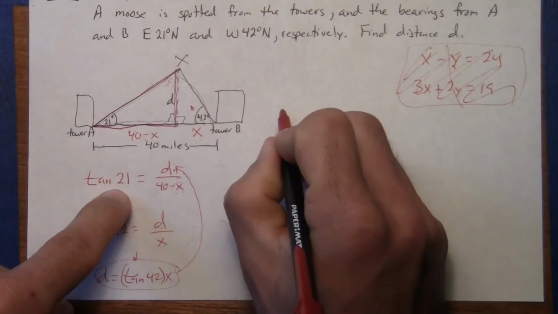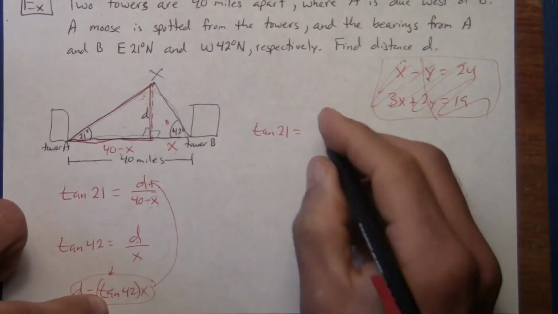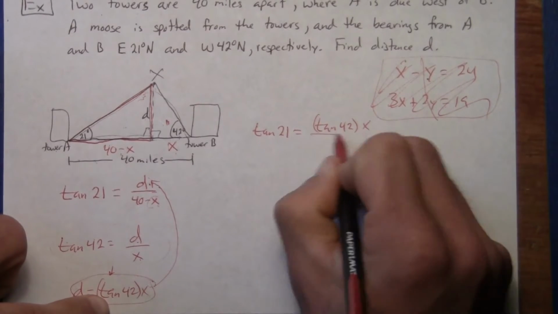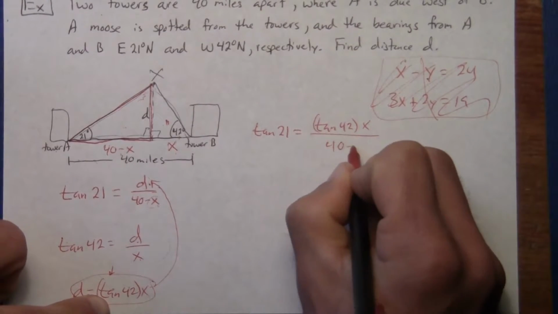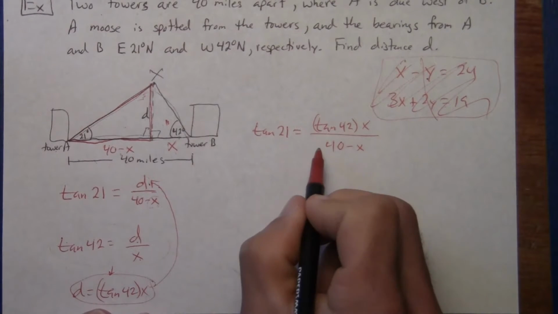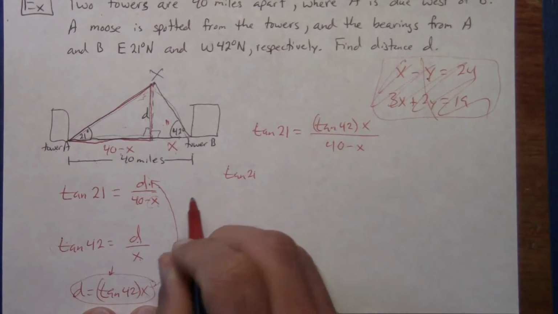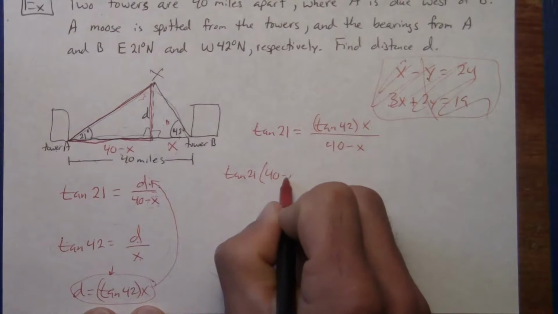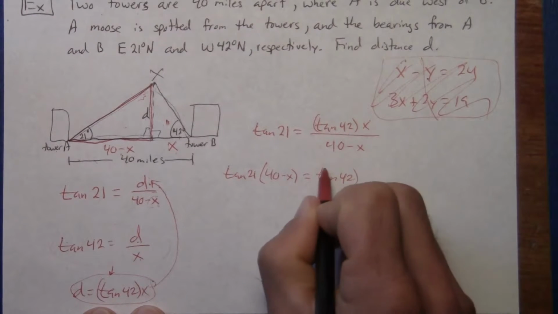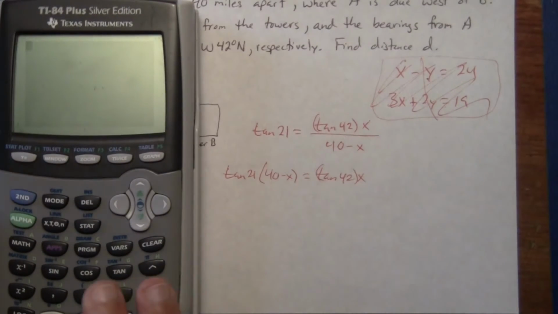I have the tangent of 21 is equal to, d now we said is the tangent of 42 times x, divided by 40 minus x. At some point I'm going to have to pull out a calculator. I'm going to cross multiply. So I have the tangent of 21, whatever that number is, times 40 minus x is equal to the tangent of 42, whatever that number is, times x. And so I'm going to pull out the calculator now and help us do some of these calculations.